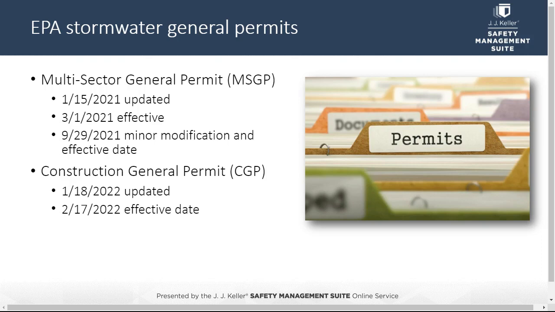The permit issuing agency spends far less time reviewing the details of each application and isn't tasked with establishing specific effluent limitations or conditions for each individual source. Now, federal EPA has two general permits they maintain. First, the multi-sector general permit that was last updated in 2021. Now, early in 2021, there was a comprehensive update that took effect on March 1st of last year. Then, as you can see on the slide, the multi-sector permit had a minor modification that took effect in September of 2021. Now, the second general permit is the construction general permit that was updated earlier this year and took effect back in February.